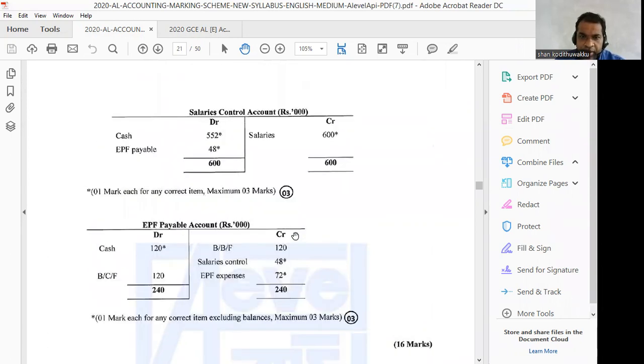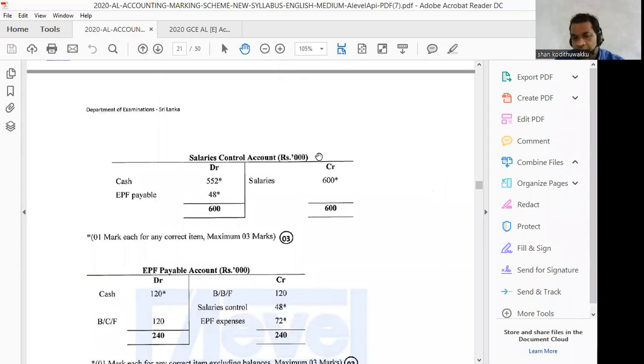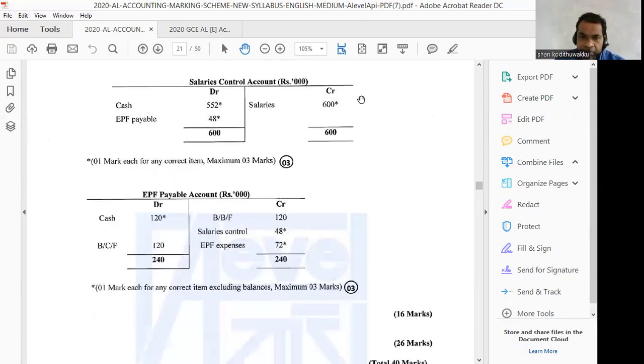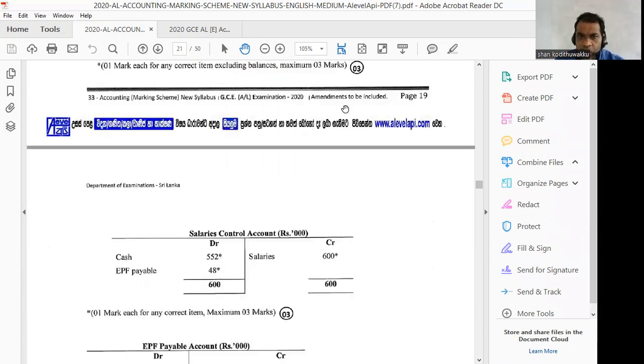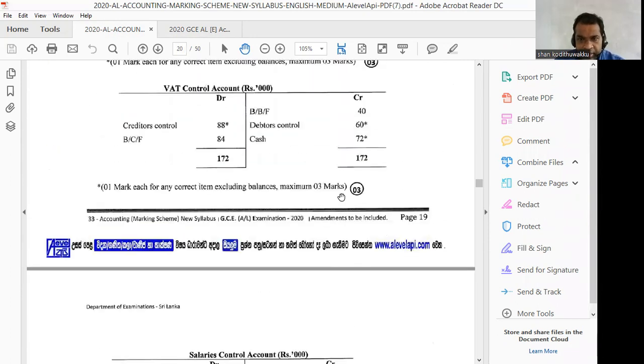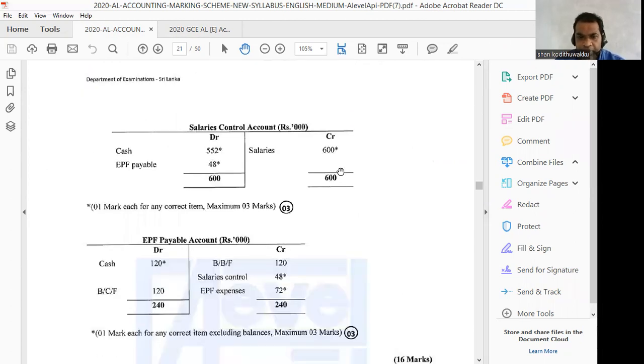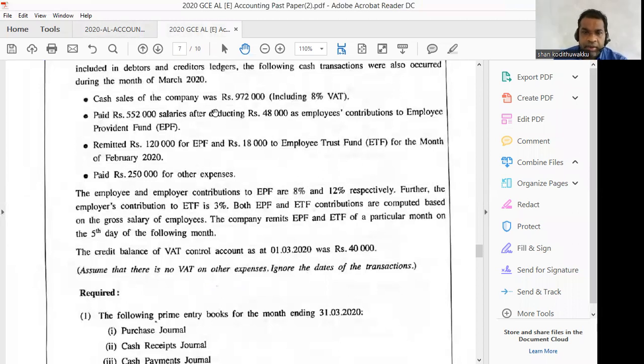Then, as we are not asked to prepare the ETF account, what is related to 3% from employees' gross salary for the current month, we don't record. If they have asked you to record current month ETF, it will be the same. Then we debit a separate ETF expense and credit ETF payable account. Here we are not asked to prepare ETF payable account, only EPF payable. Right. Then we have recorded everything so far.